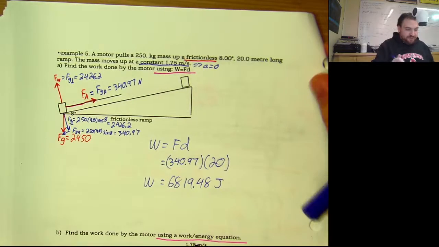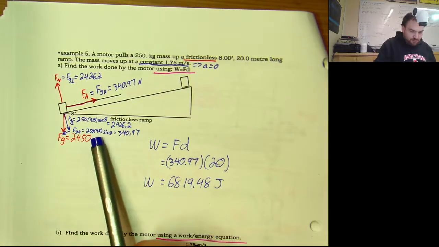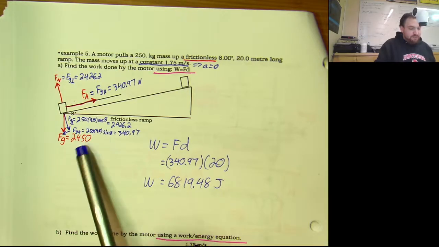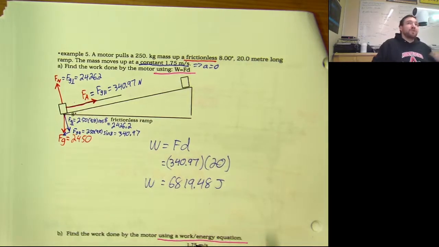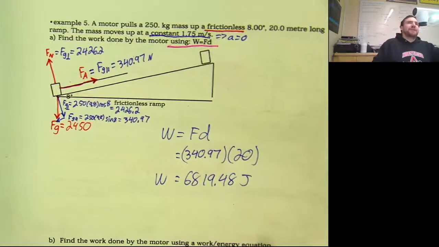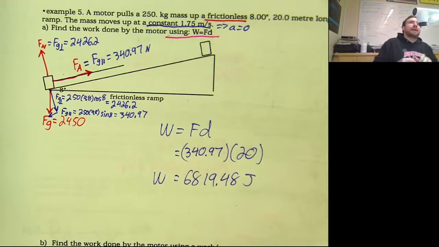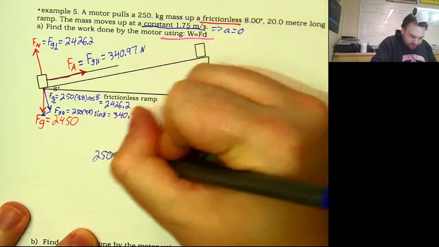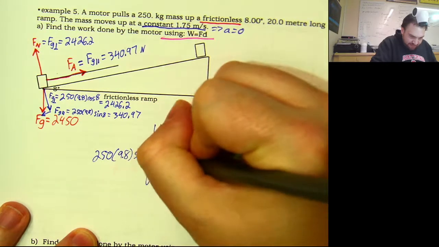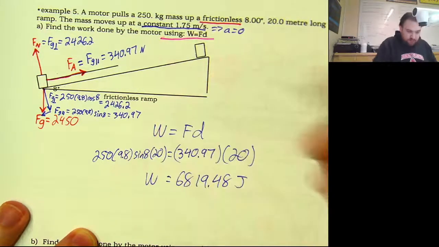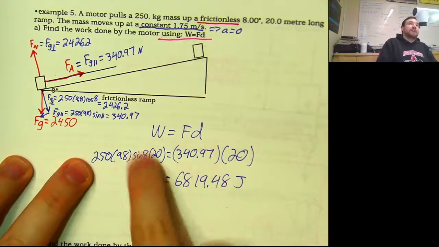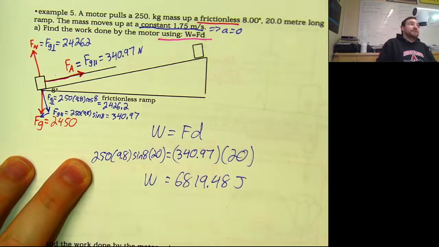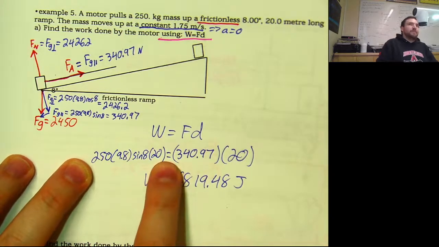Why use the mass of the object in Fg parallel? Well, 250 times 9.8. It's the same value. The reason I did that, I chose not to write it this way, but I could have written it like this: 250 times 9.8 sine 8 times 20 equals this. I could have used this formulation here. I chose not to do it this time, but now that you've asked about it, I'm going to write it down because you're going to see it show up again. This expression.